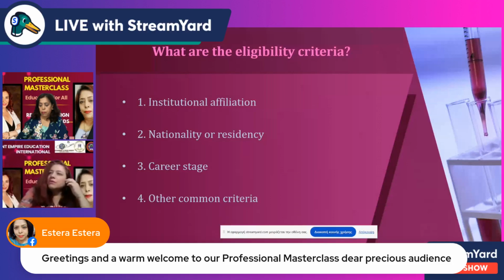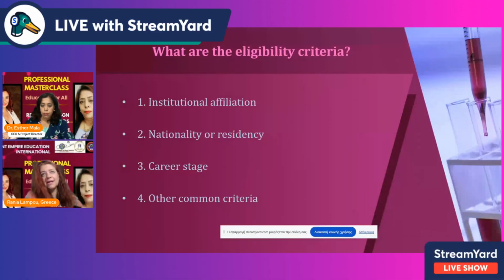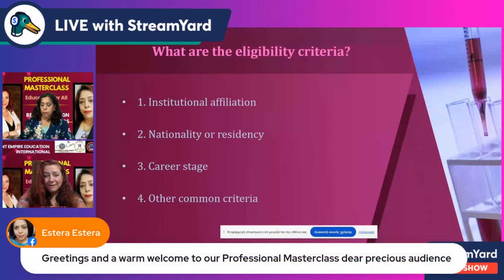The second criterion is nationality. Some grants are national, and require applicants to be citizens. Of course, there are international grants. The career stage, because grants are often designed for specific career levels. I mentioned the three categories: early career researchers, postdoctoral fellows, or established researchers.